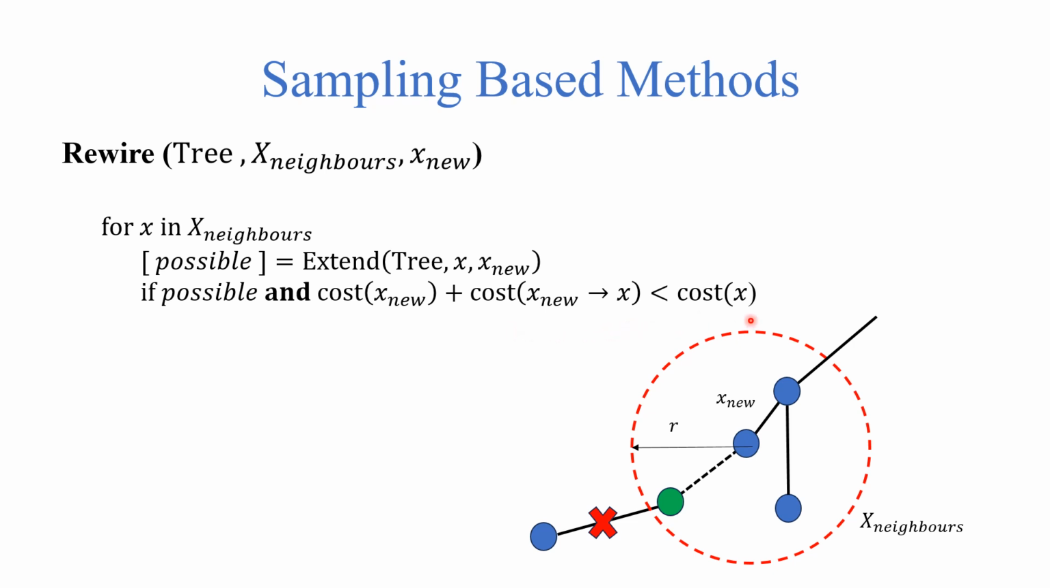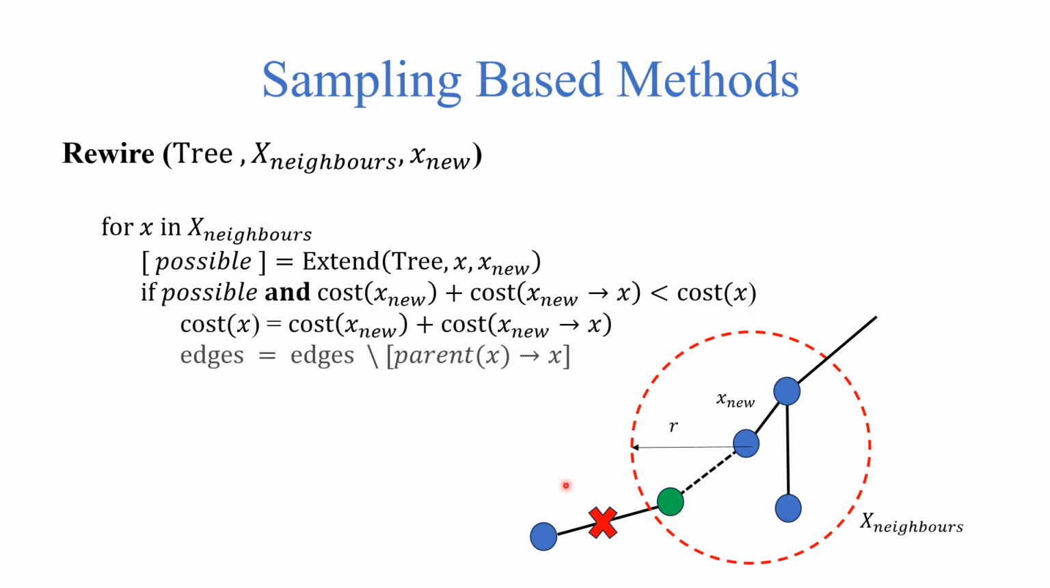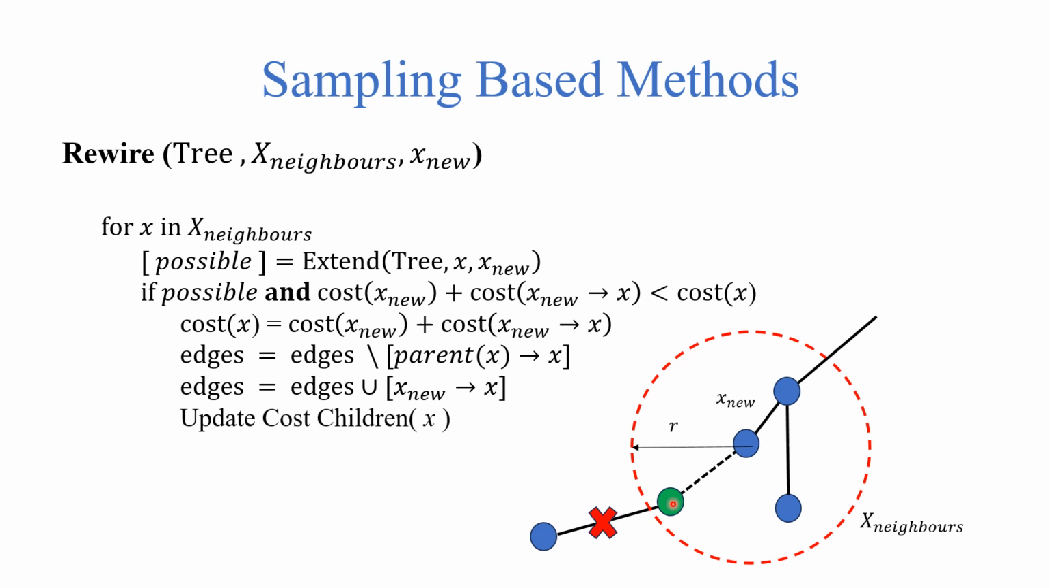current cost to reach X, then we update the cost of X, we delete the previously formed edge between X and its parent, we add the new edge between X new and X, and we have to do another small step, which is that if X has different children, then when we update the cost of X, the cost of all of its children will also decrease. So this is what this function does. It iterates through the children of X and updates their cost. And finally, we update the tree to reflect these changes, that is, the changes in the edges and the changes in the costs of the children.